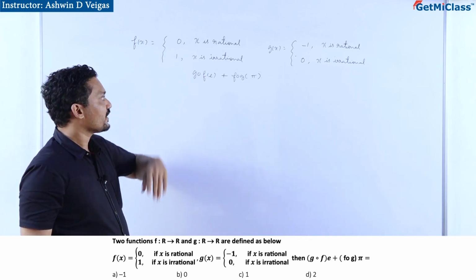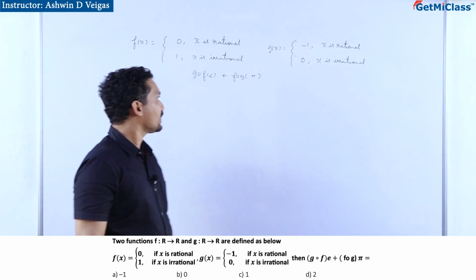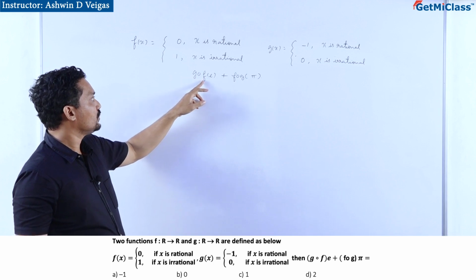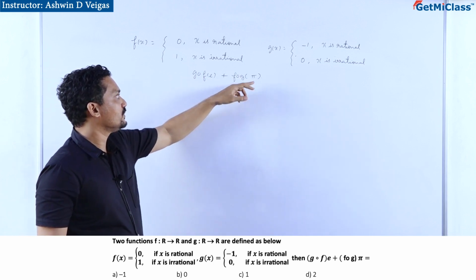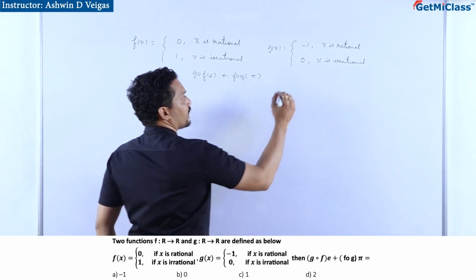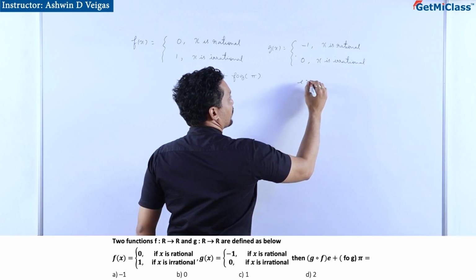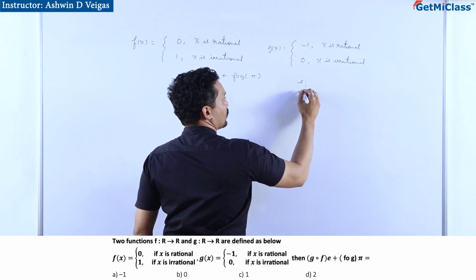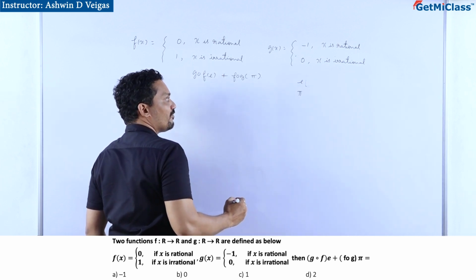So f of x is defined like this, g of x is defined like this. They are asking what is g of f of e plus f of g of pi. Now note that e, now most of us know the approximate value of pi.